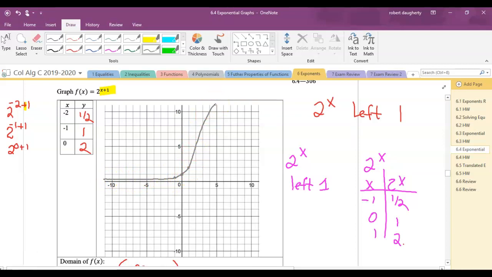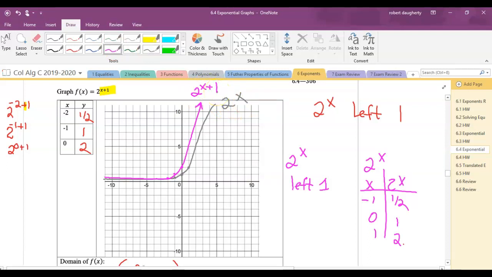Okay. If I remove every point to the left 1, this point moves to here, this point moves to here, and this point moves to here. So that means this graph is just going to be this. So this one is 2 to the x, and this is 2 to the x plus 1, okay?